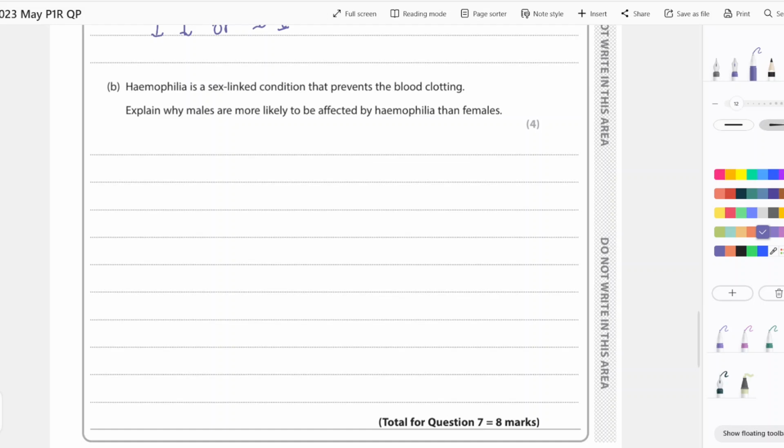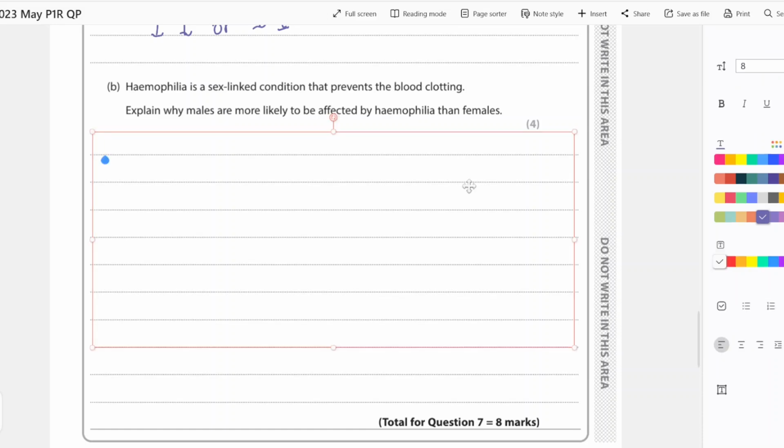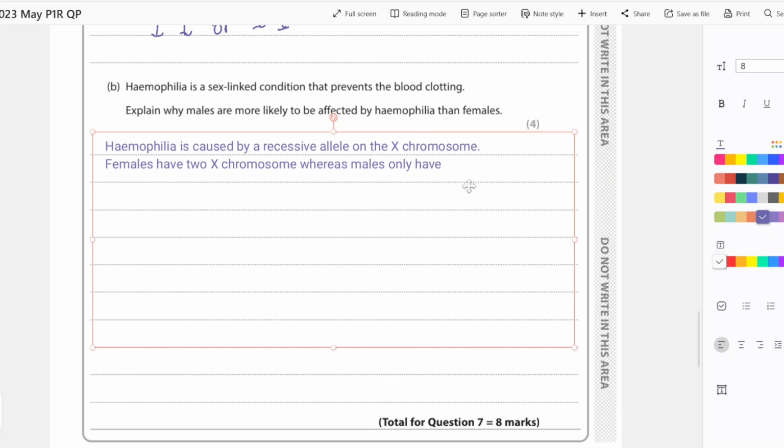Haemophilia is a sex-linked condition that prevents the blood clotting. Explain why males are more likely to be affected by haemophilia than females. All right, so this is how we can write out the answer. Haemophilia is caused by a recessive allele on the X chromosome. Females have 2 X chromosomes, whereas males only have 1 X chromosome.